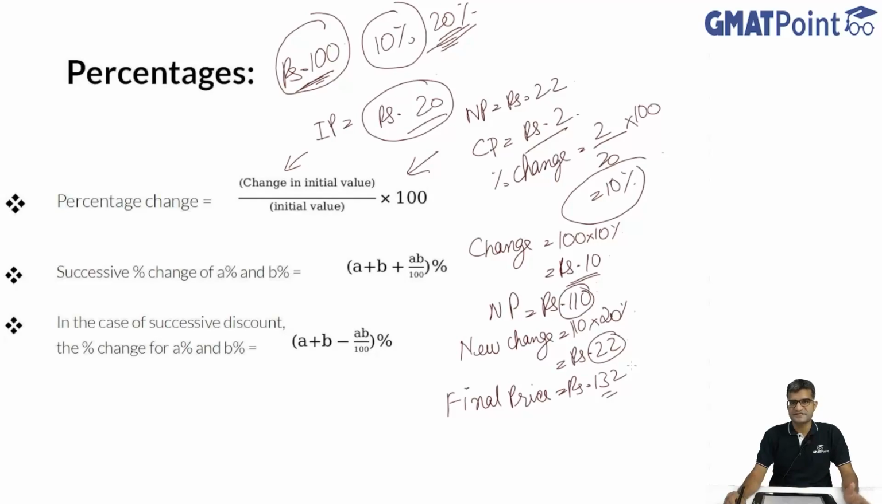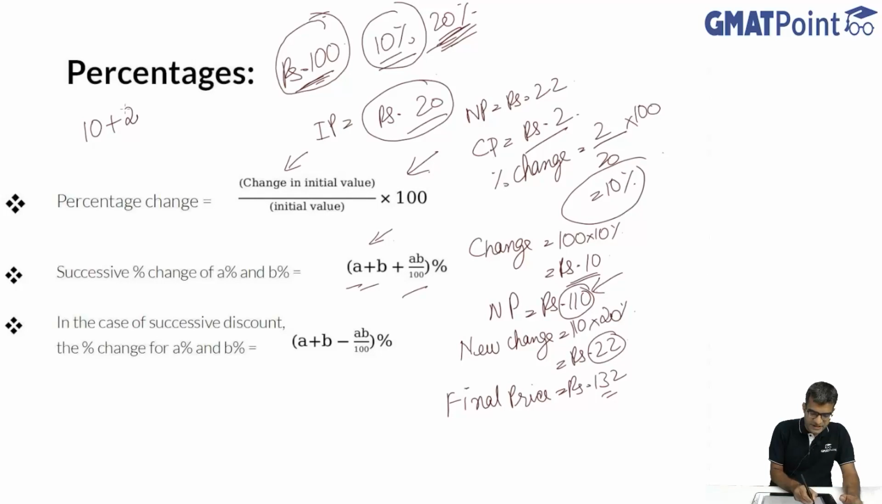If you are told that there are successive price changes of 10% and 20% from the initial price of rupees 100, you don't need to calculate the value of 110 in the middle. You can directly apply this formula. The total price change will be A plus B plus A into B divided by 100. That is, A is 10%, B is 20%. So the total or the compounded successive change will be 10 plus 20 plus 10 into 20 divided by 100. This is 10 plus 20 will be 30, plus you cancel these two, this is 2, so 32. So the percentage change will be 32%.